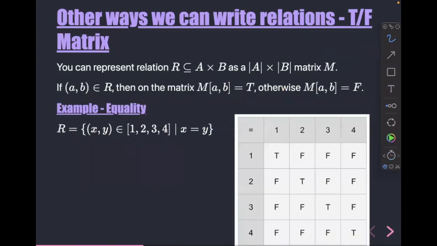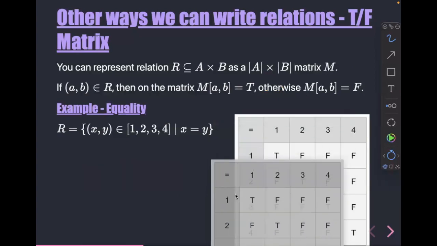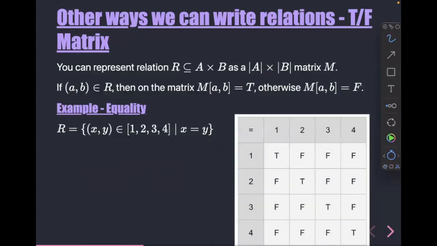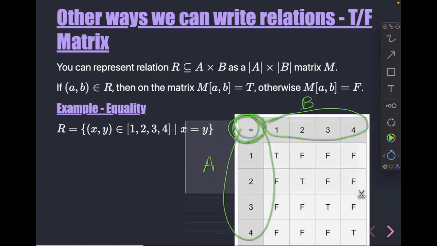Another way you could write relations is with a true-false matrix. Basically, you put the elements of the first set on one side of the matrix. This side is A, and this side is B, and then usually this part is going to be the relation. So in this one, instead of less than, I did equals. They're only in the relation if they equal each other, right?